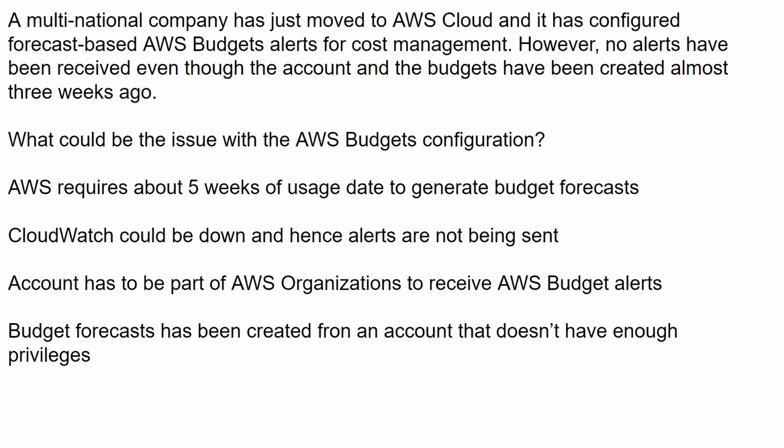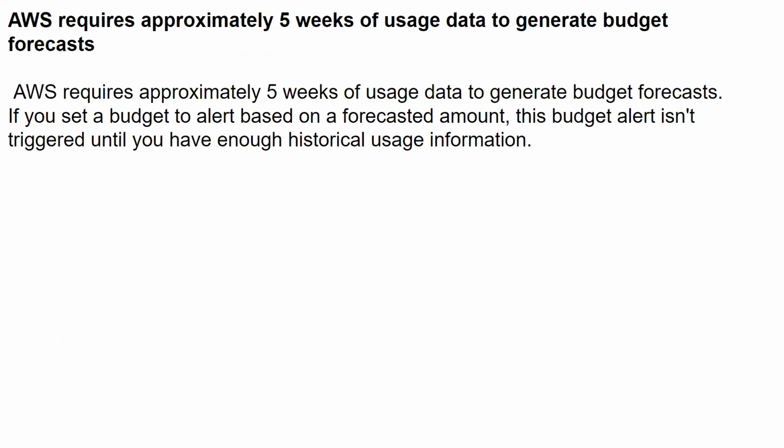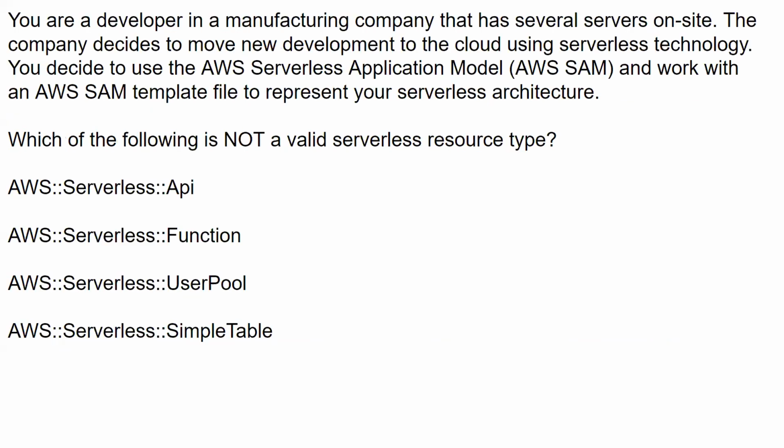CloudWatch could be down and hence alerts are not being sent. Account has to be part of AWS Organizations to receive AWS budget alerts. Budget forecasts have been created from an account that doesn't have enough privileges. AWS requires approximately 5 weeks of usage data to generate budget forecasts.